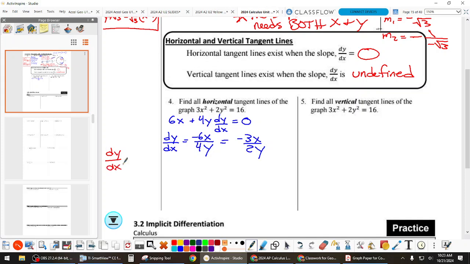So dy dx is 0 when the numerator is 0. So negative 3x equals 0.